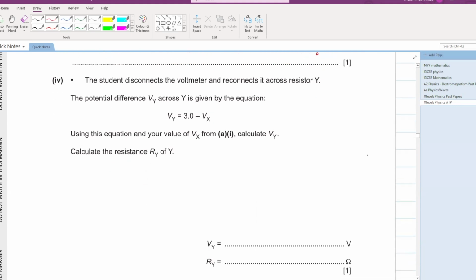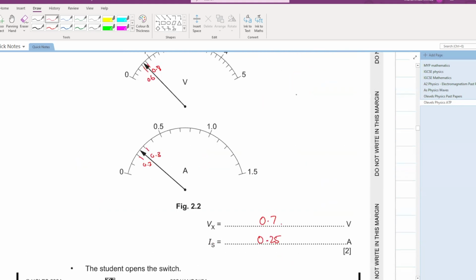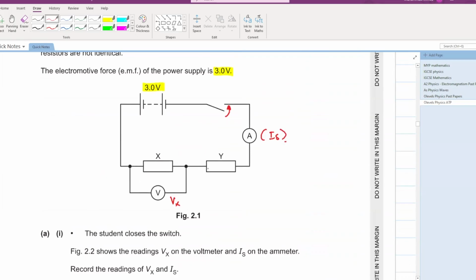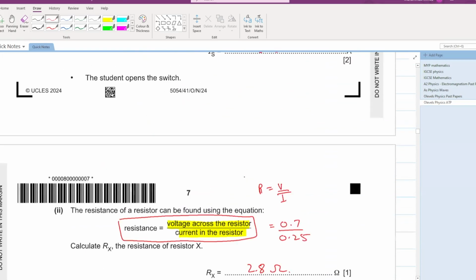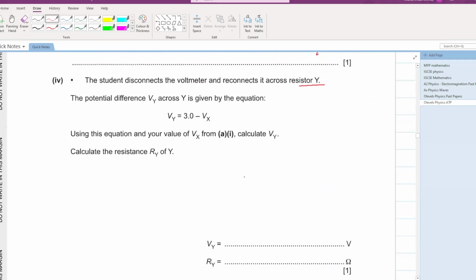The student disconnects the voltmeter and reconnects it across the resistor Y. अच्छा अब आप voltmeter को कहाँ लगा रहे हो? Across resistor Y. Somewhat like this. चलो let's see. The potential difference Vy across Y is given by this equation. Use this equation and your value of Vx to calculate Vy.